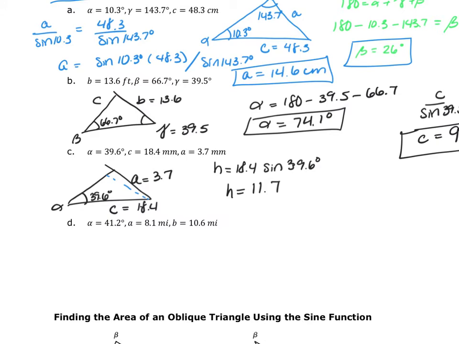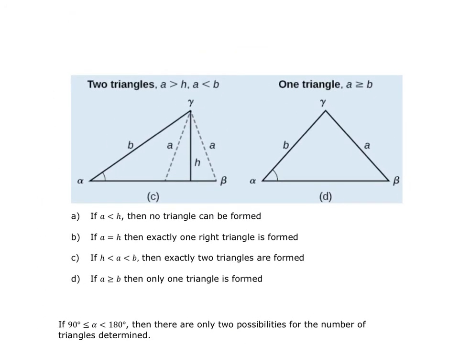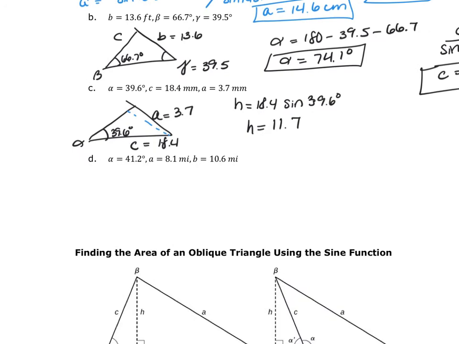Now remember, if we look at our choices up here, let's go back up to our choices. When we're talking about the height, if my height is larger than the side opposite my angle, there is no triangle. So I know that this has no triangle.